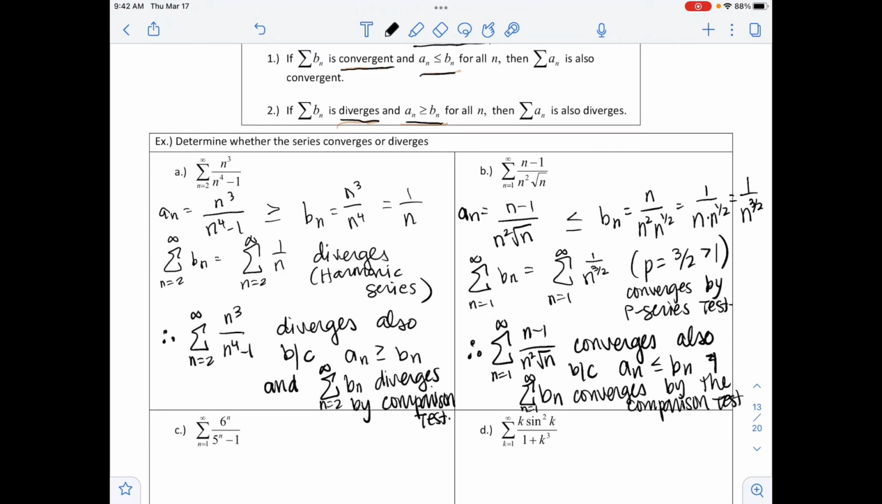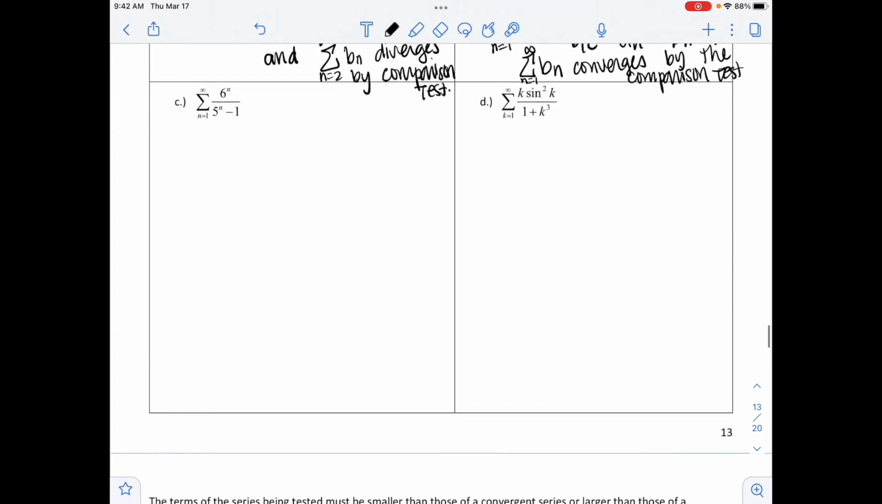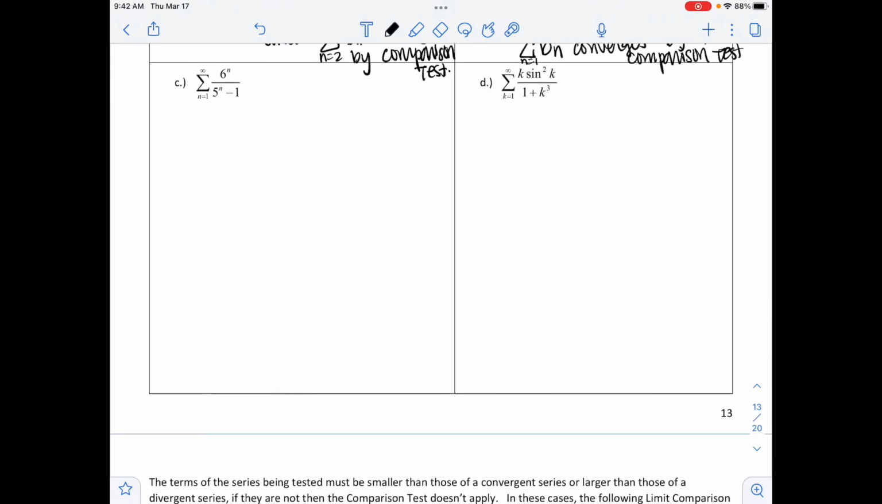Part C says the sum from n equals 1 to infinity of 6 to the n over 5 to the n minus 1. And I'm noticing that in the numerator and in the denominator, they're both a value raised to the same exponent of n. And so it reminds me of a geometric series, but again, I have that minus 1 in there. So I'm going to go ahead and write down a sub n equals 6 to the n over 5 to the n minus 1. And I'm going to compare this to b sub n, which I'm going to ignore that minus 1 again and simplify this and say 6 to the n over 5 to the n, which is the same as saying 6/5 raised to the nth power.